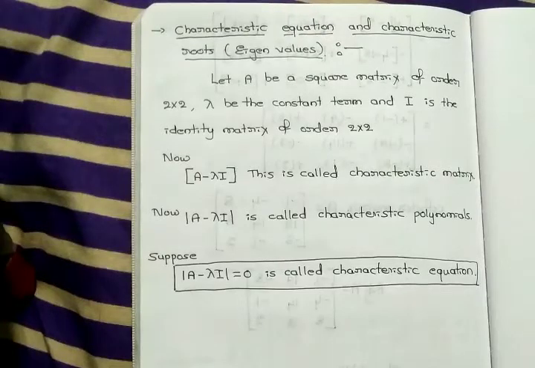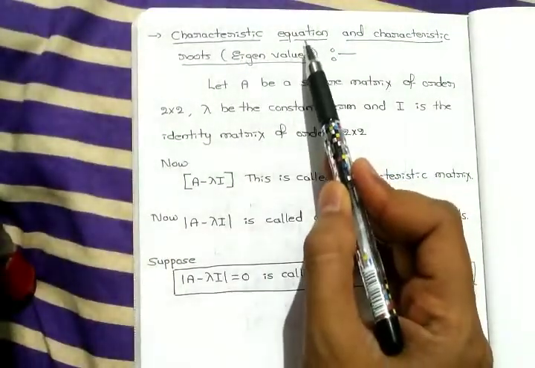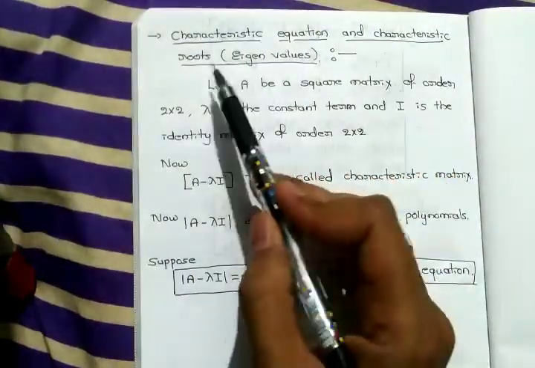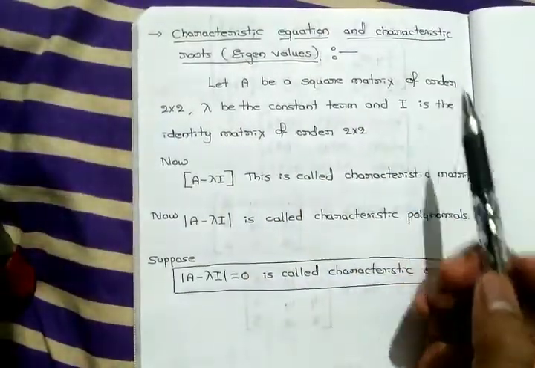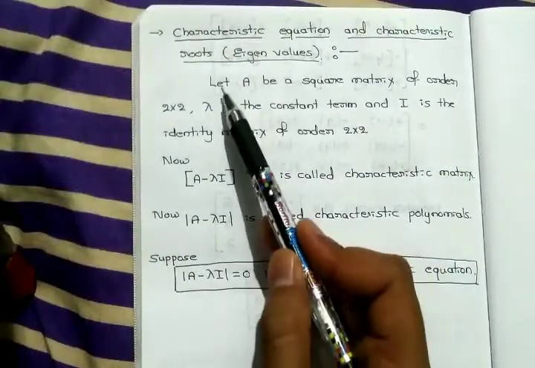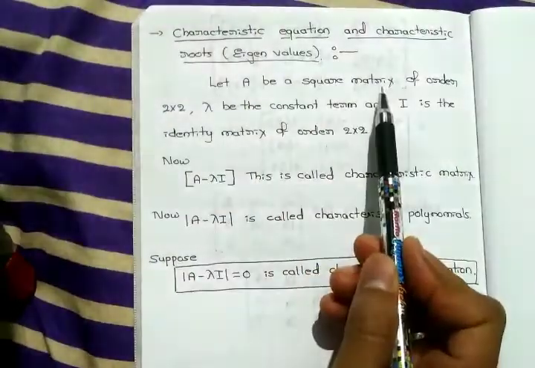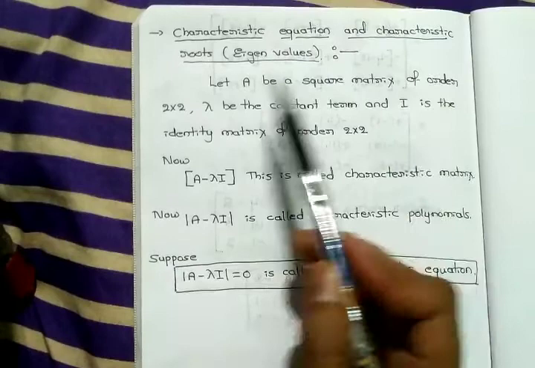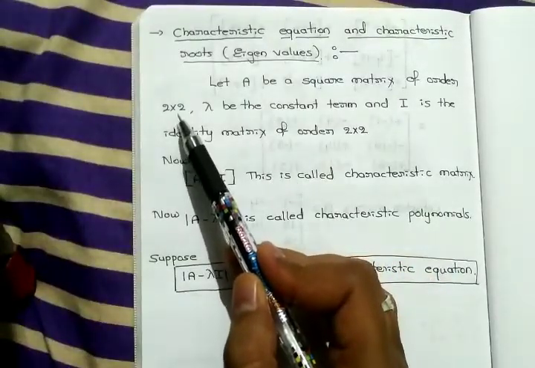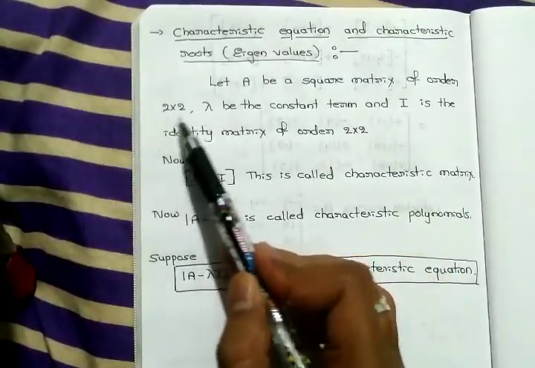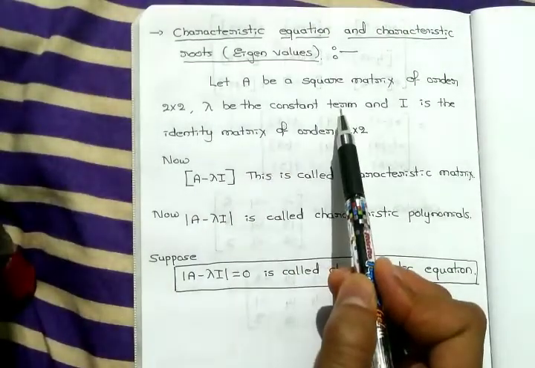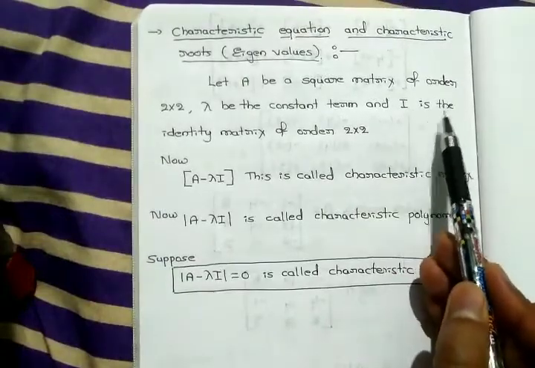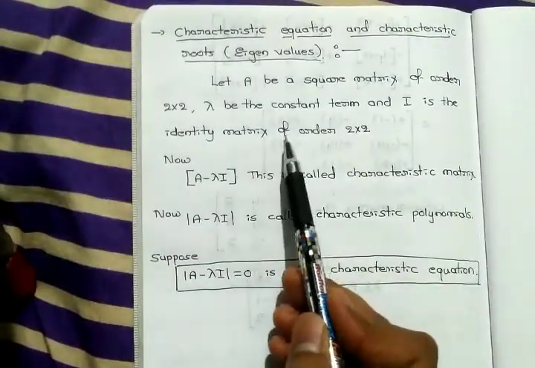Hello everyone. In this video we will discuss the characteristic equation and characteristic roots. Also it is called eigenvalues. Let A be a square matrix of order 2 cross 2. For your syllabus only 2 cross 2 matrix is given. Lambda is a constant term and I is the identity matrix of the same order.